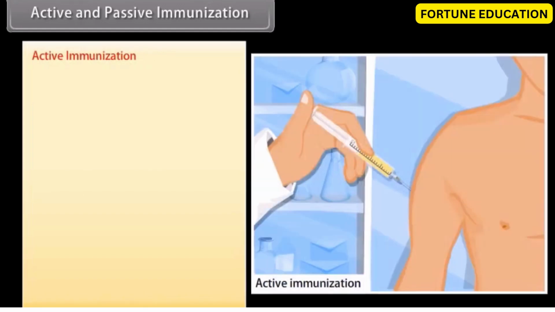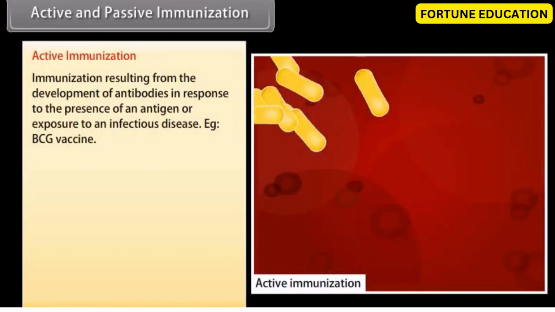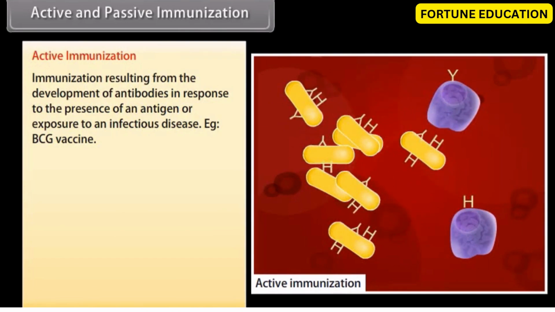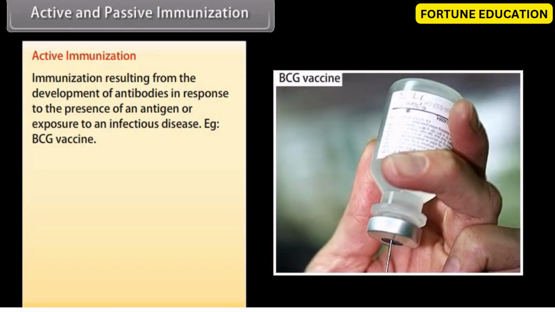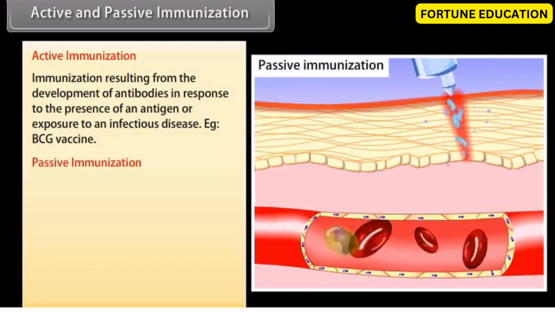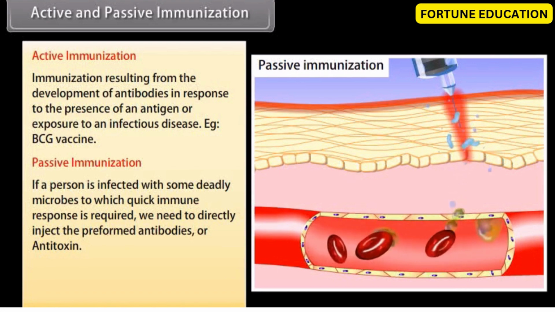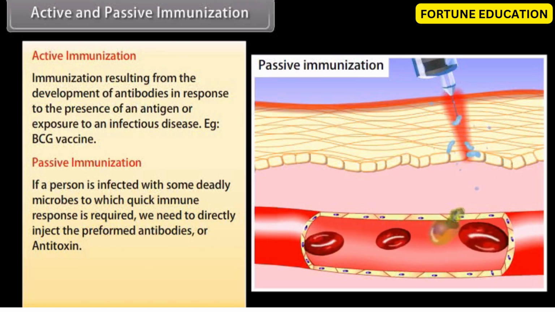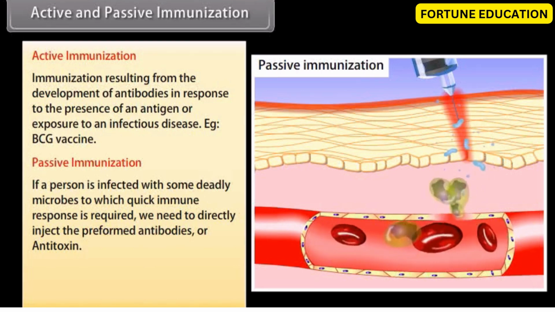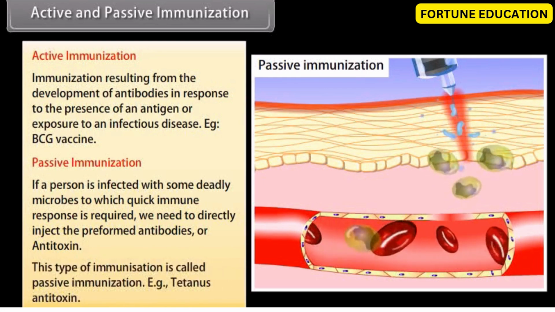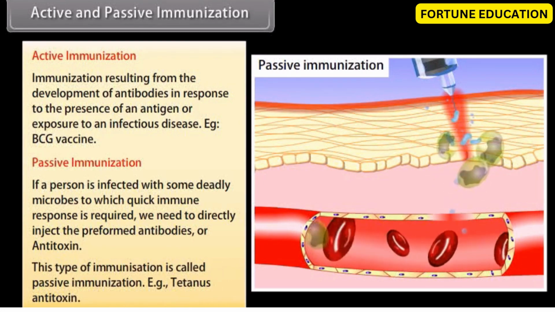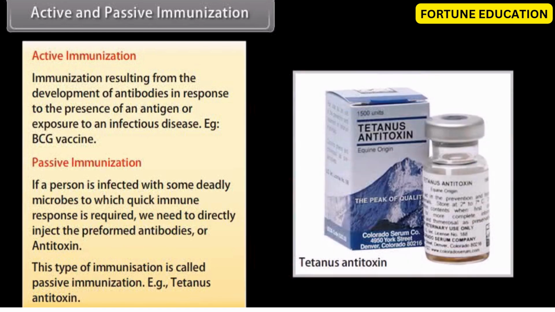Active and passive immunization. Active immunization is immunization resulting from the development of antibodies in response to the presence of an antigen or exposure to an infectious disease. Example, BCG vaccine. Passive immunization: if a person is infected with some deadly microbes to which quick immune response is required, we need to directly inject the preformed antibodies or antitoxin. This type of immunization is called passive immunization. Example, tetanus antitoxin.